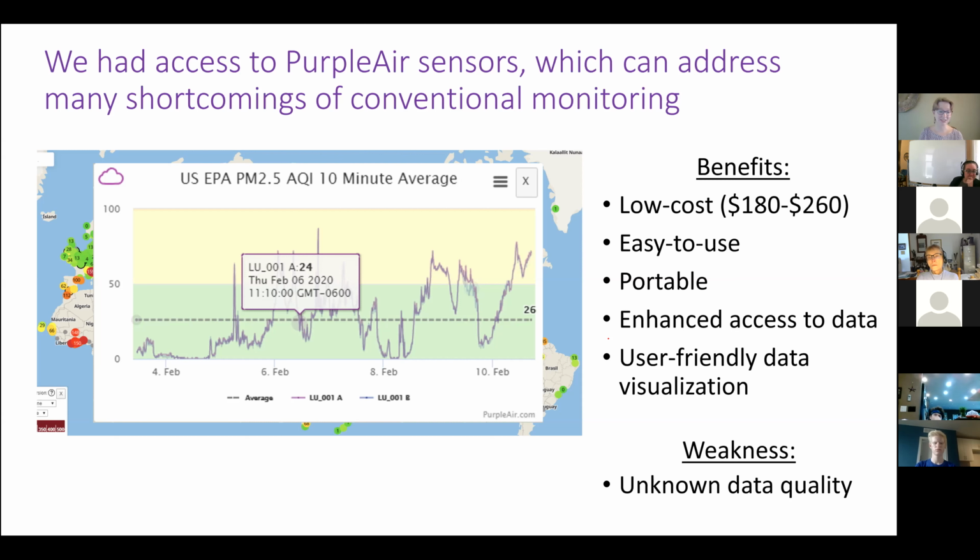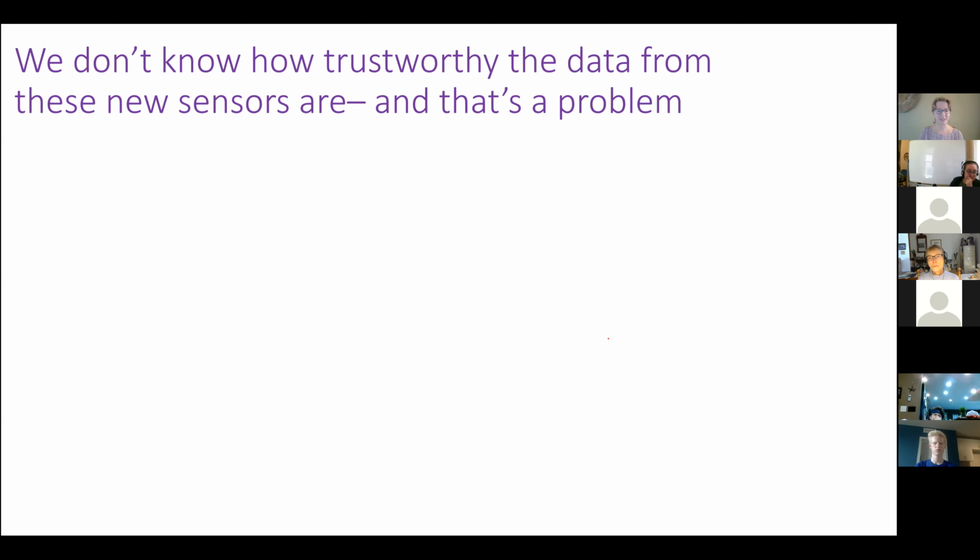Okay, so this all sounds great, right? But it sounds a little too good to be true. And there is one weakness with these sensors that we need to address, which is that they have an unknown data quality. So what do I mean with unknown data quality? This basically means that we don't know how trustworthy the data from these new sensors are.